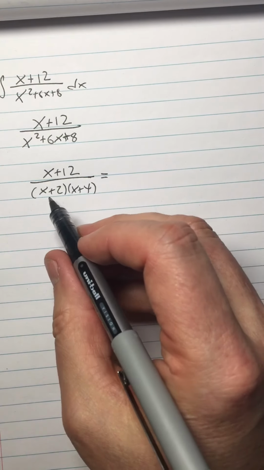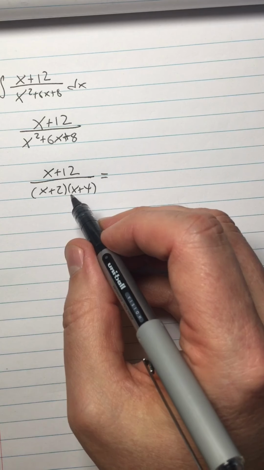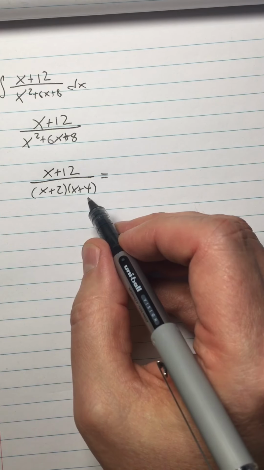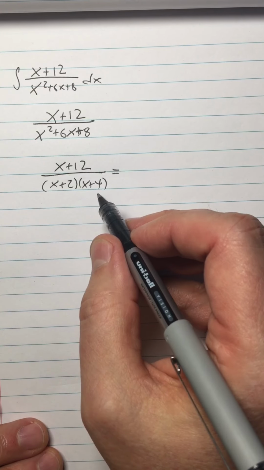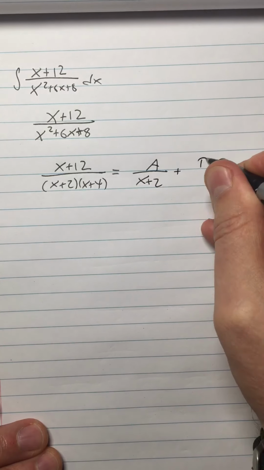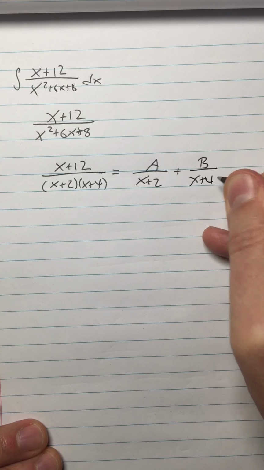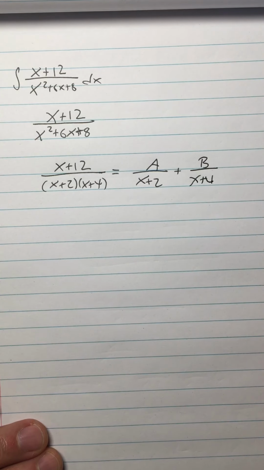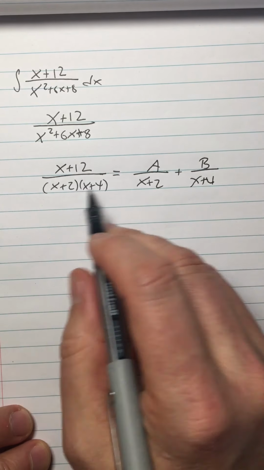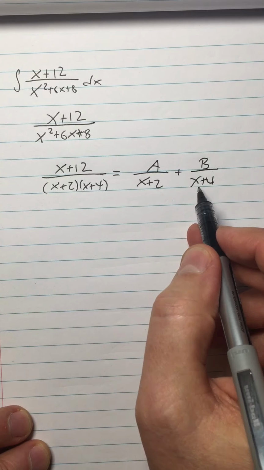So once I know what the factors of the denominator are, I'm going to say these two had to be a common denominator for something. Something over (x + 2) plus something over (x + 4). And all I have to do is find out what the a and the b are. And that's surprisingly easy to do because I take this rational equation.